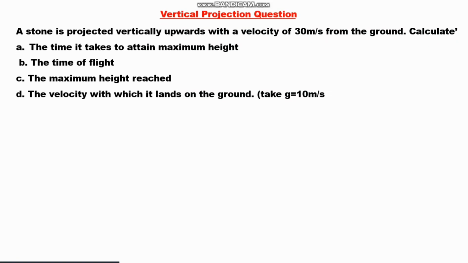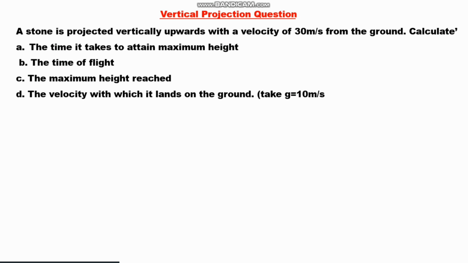I am Teacher Martin, and today we're going to look at a question from linear motion, and that question is based on vertical projection. The question reads: a stone is projected vertically upwards with a velocity of 30 meters per second from the ground. Calculate (a) the time it takes to attain the maximum height, (b) the time of flight, (c) the maximum height reached, and (d) the velocity with which it lands on the ground.